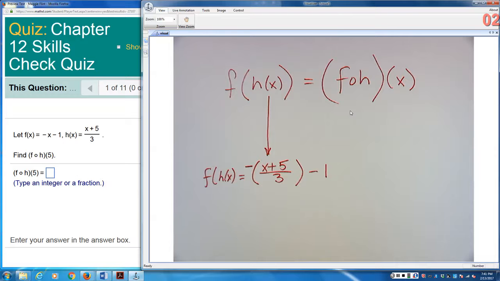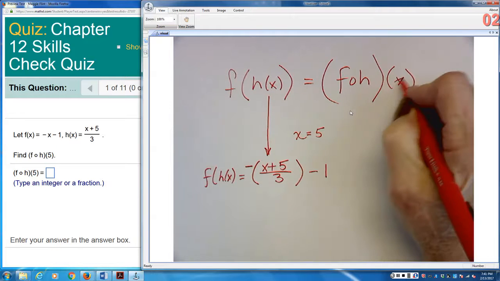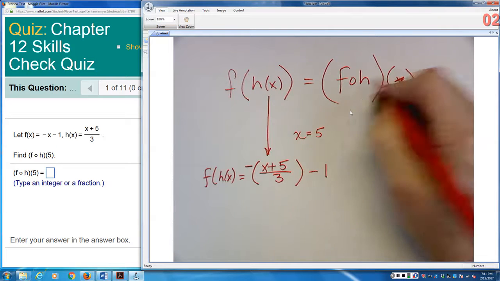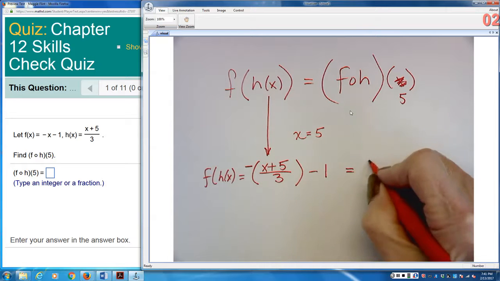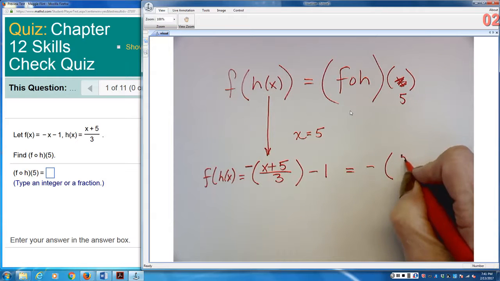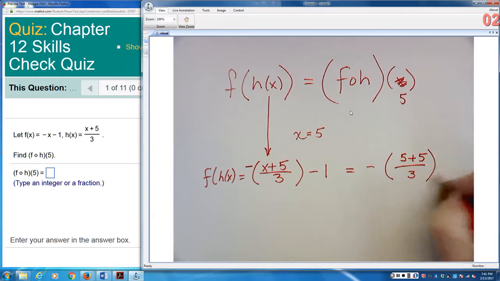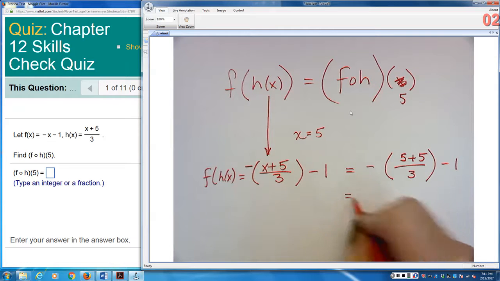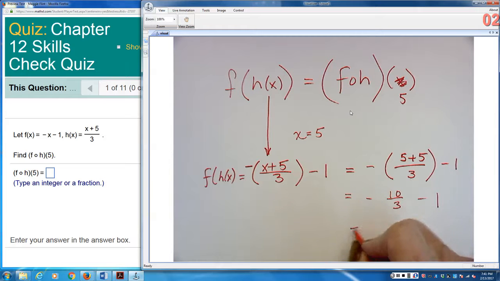And then you're actually going to plug in the number 5, because you're going to use x equals 5, because this is what they actually gave you, f of h of 5. So you plug that in place of x: negative parentheses 5 plus 5 over 3 minus 1 equals negative 10 over 3 minus 1. And use your calculator to finish that up.